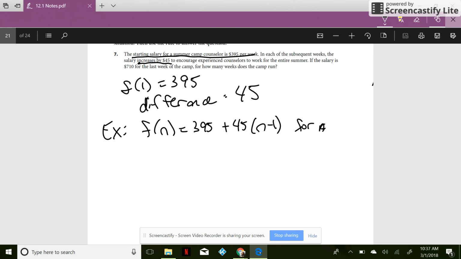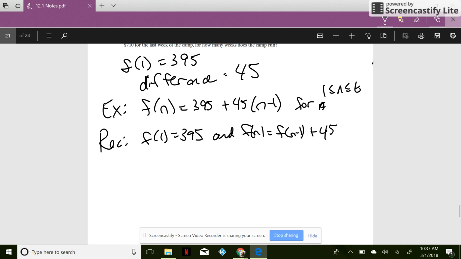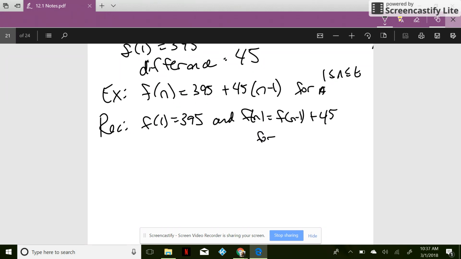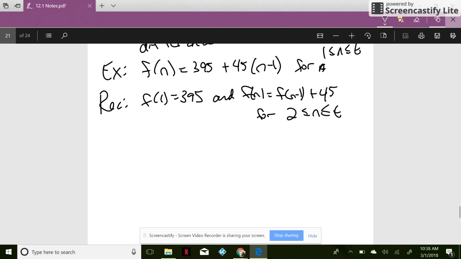N is starting at 1. N is in between sometime t. We're not sure because that's what we're trying to find. So then the recursive rule, we say what their original point is. And so we'd say f of n is equal to f of n minus 1 plus that difference of 45. And then we'd say values for n in between 2 and t. So we're trying to find out what t is, how much time.